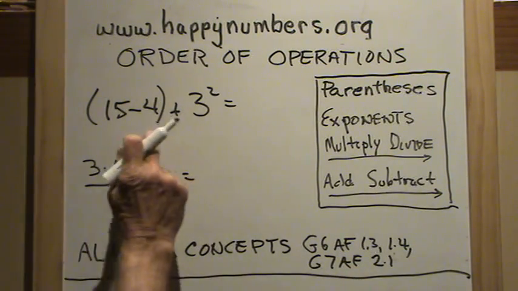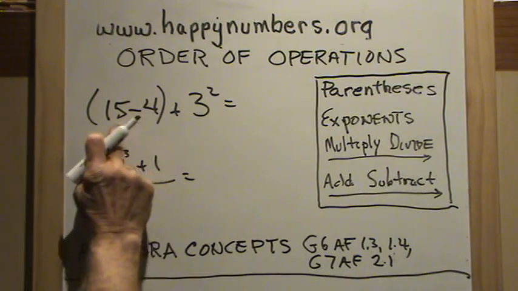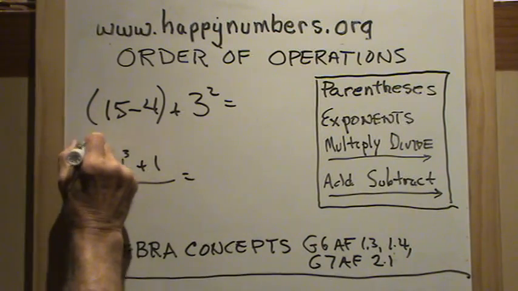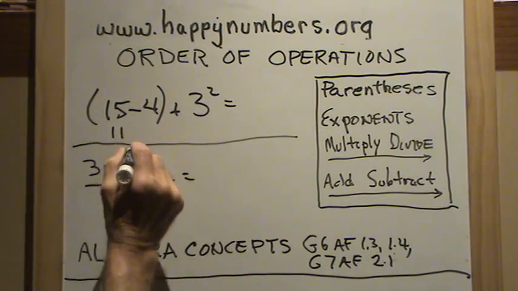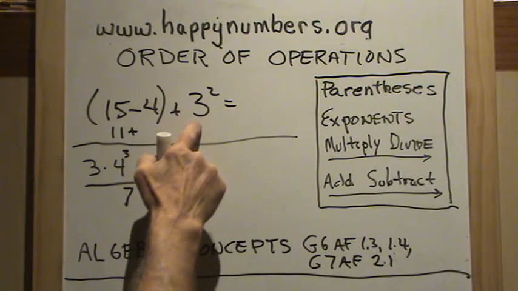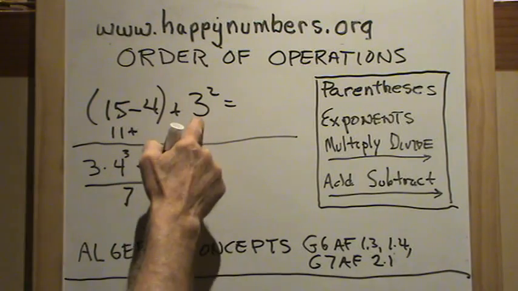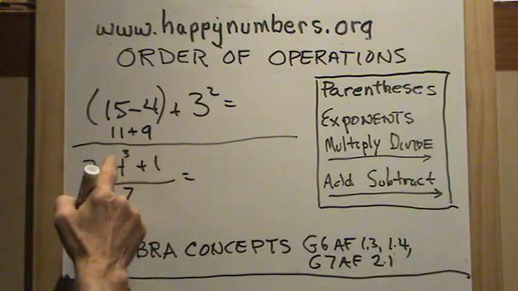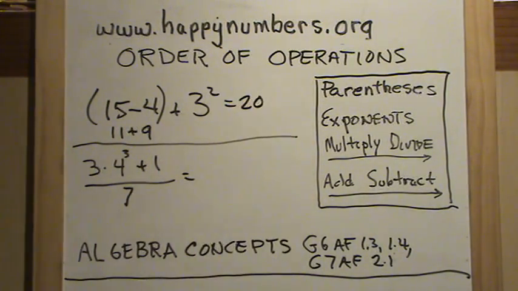Okay, well, let's take this first one. We have parentheses, so we have to do that first. 15 minus 4 gives me an 11. And 11 plus 3 to the second power, we have to do the exponent next. So 3 to the second power is 3 times 3, so that's 9. And then we do the addition. 11 plus 9 is 20.